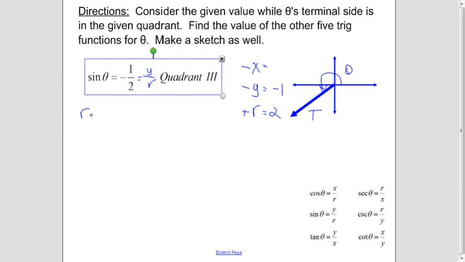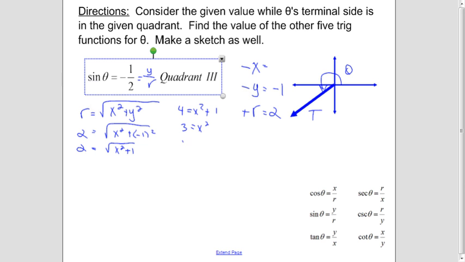Okay? You might be able to take a shortcut here. If you've seen it, I won't. I'll just try to reiterate how to use this formula. So we've got the square root of x squared plus y squared is equal to r. Okay? So I've got 2 equals the square root of x squared plus negative 1 squared. So that's going to give me 2 is equal to the square root of x squared plus 1. Now I'll square both sides to get rid of the root and get 4 equals x squared plus 1. 3 equals x squared, and x equals plus or minus the square root of 3.